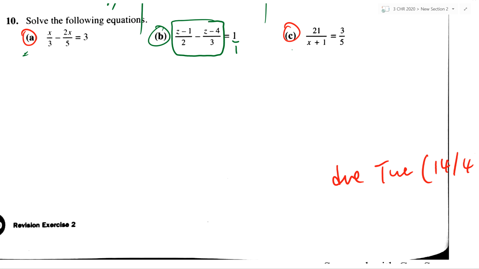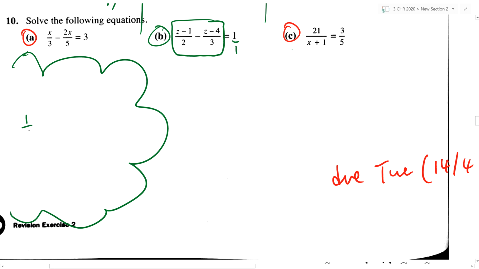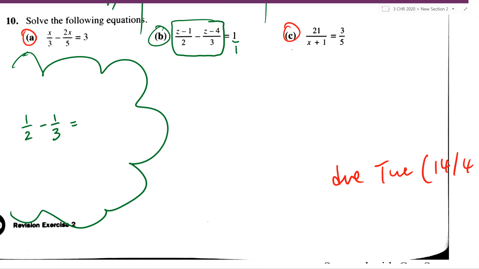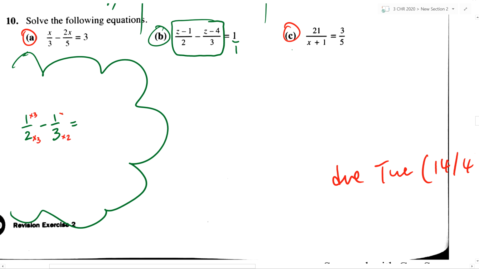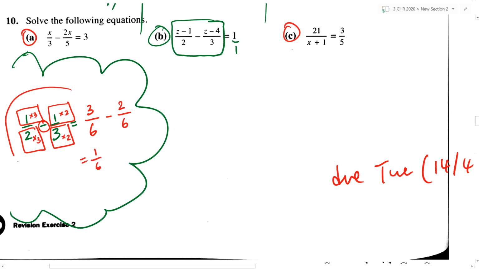And it is possible. We have learned in our primary school that if we have something like half minus 1/3, we can combine this into one fraction. All we need to do is to ensure the denominators are the same. So we multiply by 3 here, multiply by 3, multiply by 2, multiply by 2. We end up with 1 times 3 is 3 over 6. Copy down, minus 1 times 2 is 2, 3 times 2 is 6, and our answer is 1 over 6. So we can combine two fractions into one single fraction. We're going to do the same over here.